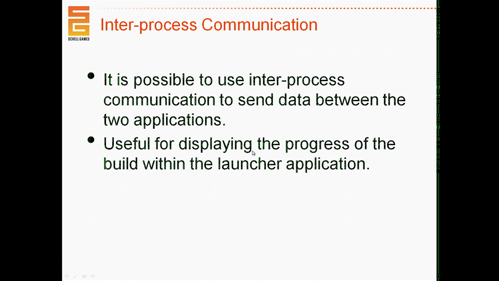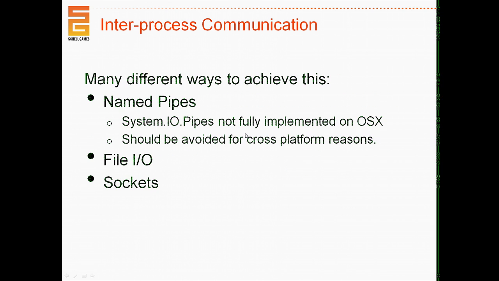So it's possible to use interprocess communication to send data between the two applications. This is useful for displaying progress of the build within the launcher application. So some possibilities for this, you could use named pipes, you could use file I/O, or you could use sockets. One thing that I can say about named pipes is that the named pipe classes in .NET are not fully implemented on OS X. So if you're building something cross-platform, you should definitely avoid it.